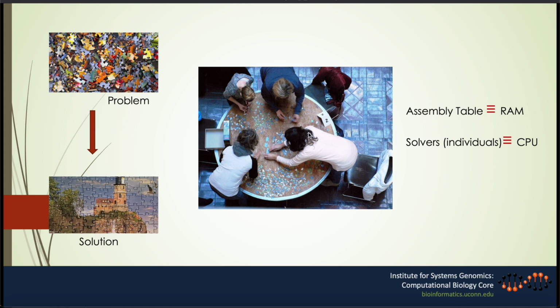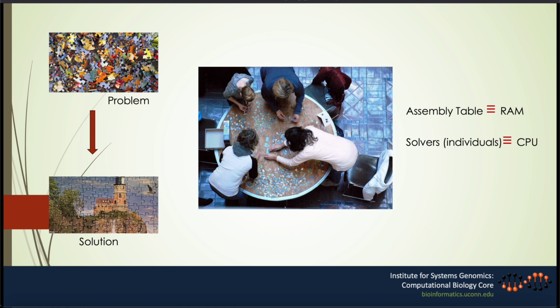If you look on the right-hand side, that's the analogy. The surface area of the table determines the size of the problem we can solve. The bigger the table, the larger the jigsaw puzzle we can solve, and that's equivalent to the RAM. The individuals working on assembling the puzzle you can think of as CPUs. Those are the workers. They can do individual assembly in different corners of the problem, and then bring it together to get the final solution.